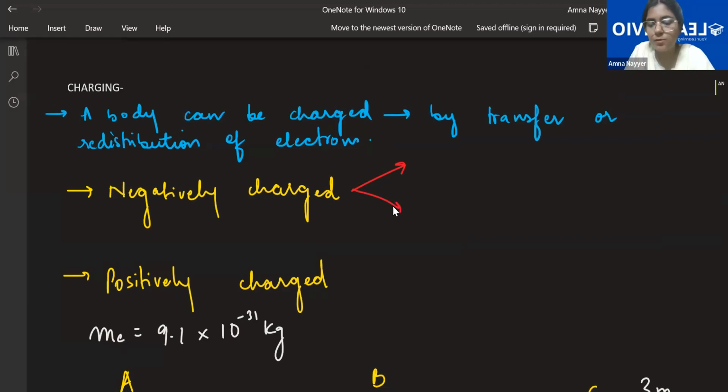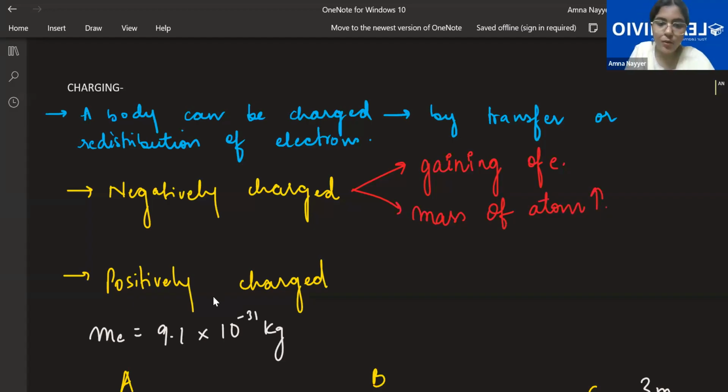For a negatively charged body, remember 2 points, class. One, that it is formed by addition of electrons, or this is formed by gaining of electrons. And the second most important point, this has come in one of the MCQs of the board exams recently, in 2023's paper: what happens to the mass of the atom? The mass of the atom increases.